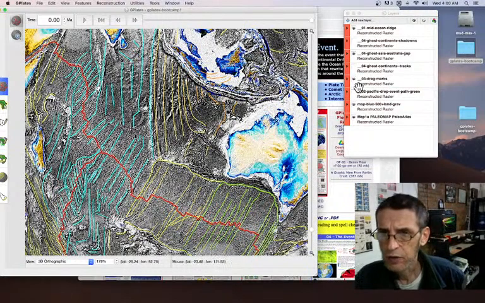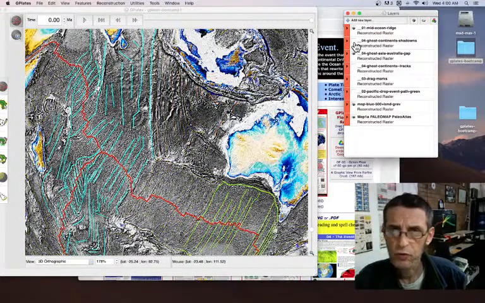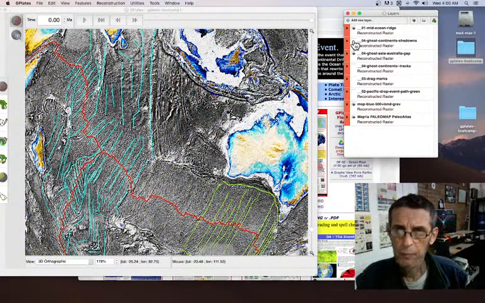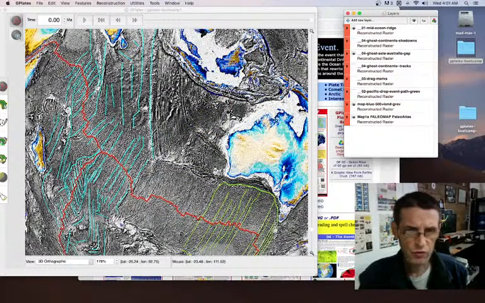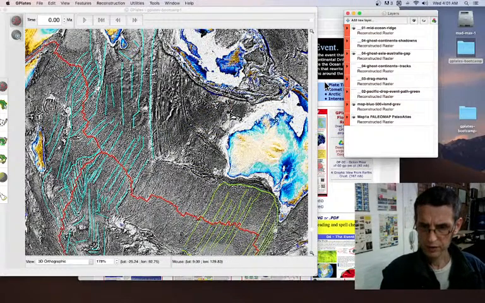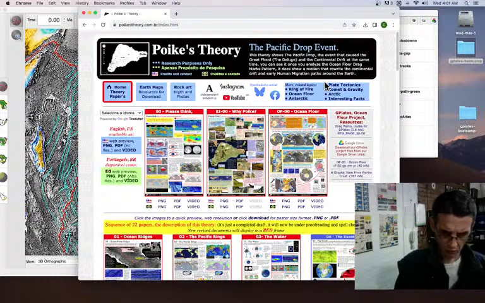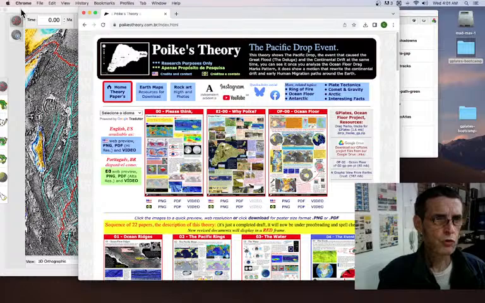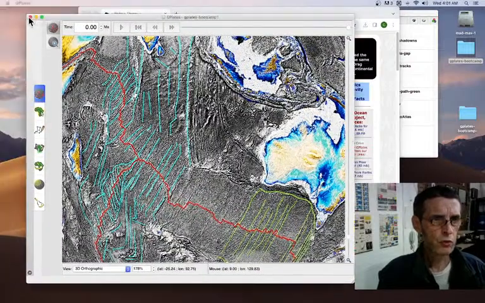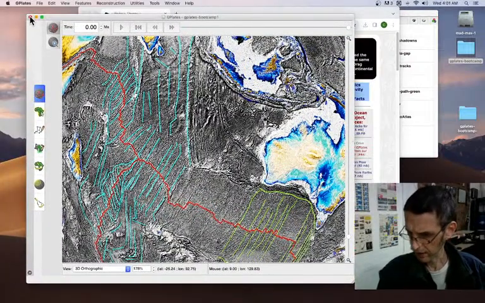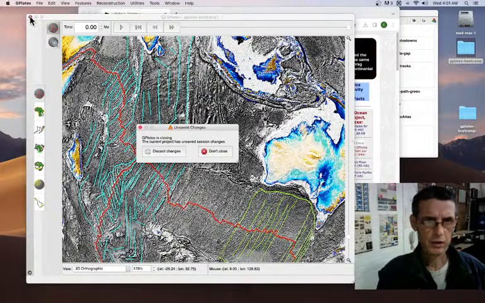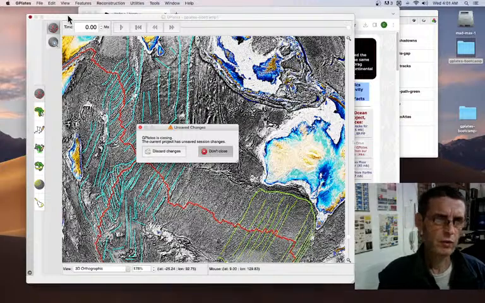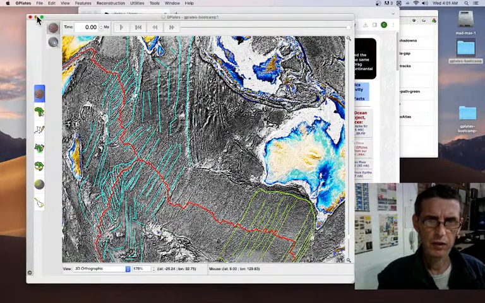And what else do we have here? Drag marks pattern, ghost continent shadows, and the mid-ocean ridge. Okay, that's about it. Now we're going to go to the two main pillars. Don't close this, let's keep this down here in case I have to go back.